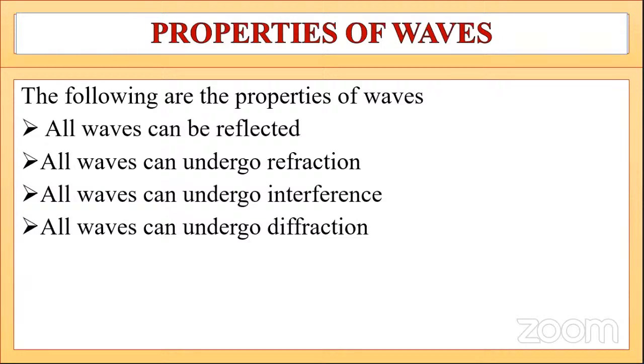Some books or authors say that it's the superposition of two waves from coherent sources. Coherent sources are two sources which produce waves of the same frequency, same amplitude, and same wavelength. But for us, we are not going to use that term. We are going to say it is the superposition of two waves of the same amplitude, wavelength, and frequency, resulting into formation of maximum and minimum intensities. The details about interference we are going to see when we reach there.